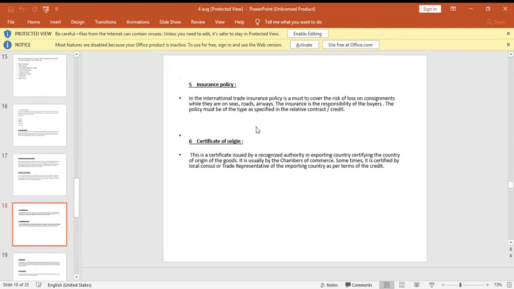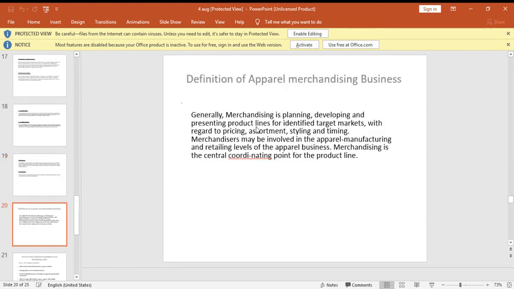Now, the fourth objective. Before that, what you have learned: what are the steps to be taken in the execution of a garment export order. Second one is what are the letter of credit procedures, and third one is what are the various methods of payment in export and import trade. And now, what is the definition of apparel merchandising business?